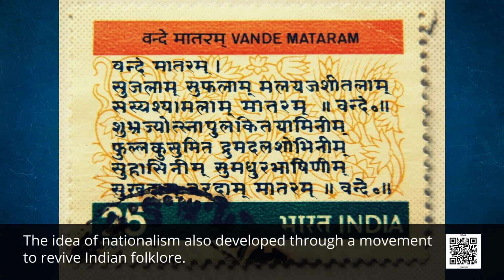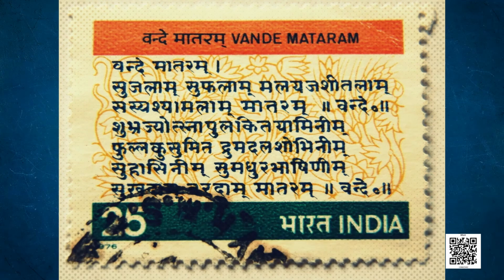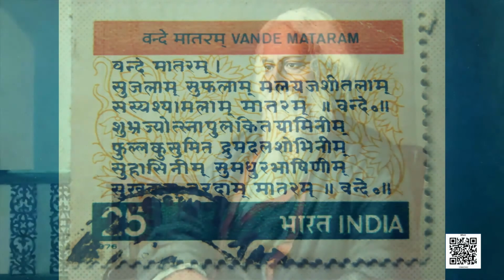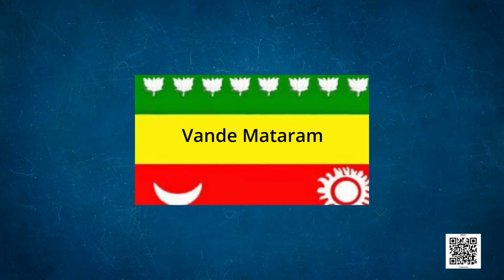The idea of nationalism also developed through a movement to revive folklore. The nationalists began to preserve this folk tradition because they felt that it was essential to discover one's national identity and restore a sense of pride in one's past. In Bengal, Rabindranath Tagore himself led the movement for folk revival. Various symbols were created to instill the feeling of nationalism in people.